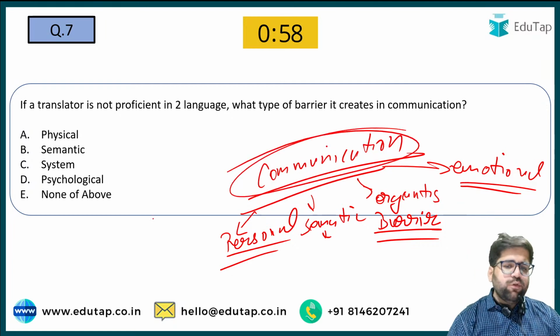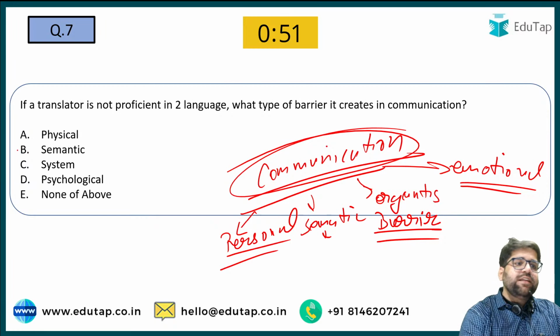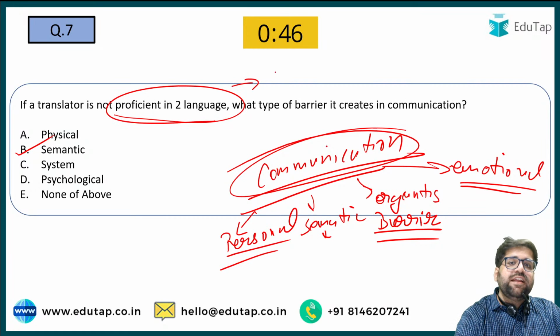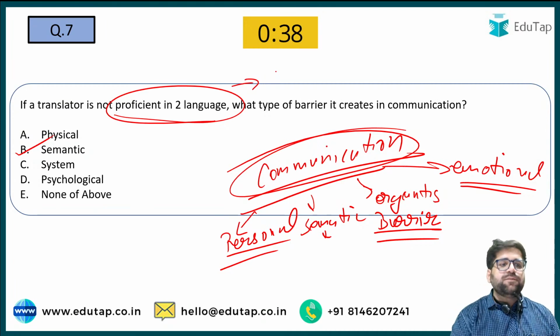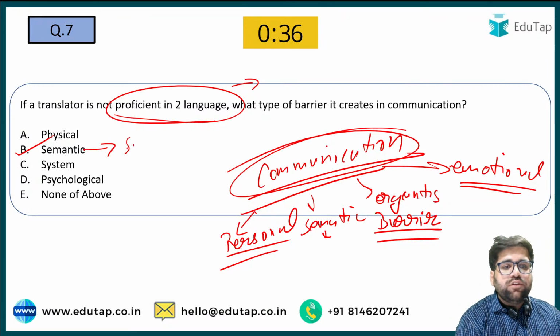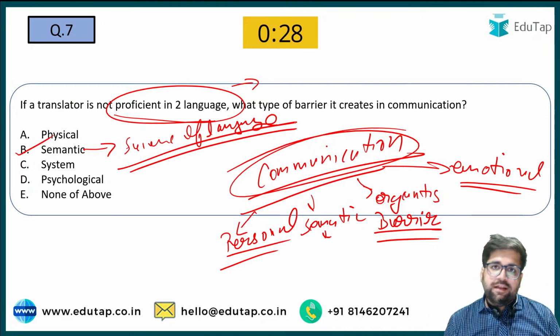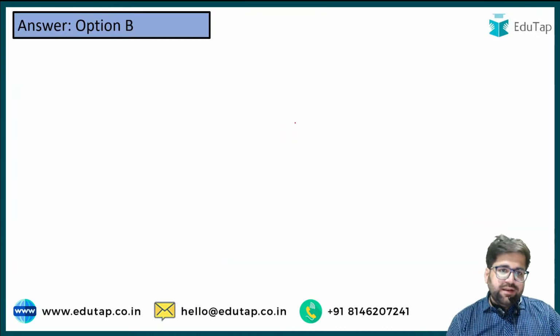So again, a very basic question on communication. And in 2022, if you are aware of this particular year's paper, communication was a very hot topic in this year as well. Yes, the correct answer will be option B. If a translator is not proficient in two languages, which means that he is not able to understand one language and he is not able to decode that particular language, then he will be dealing with semantic barriers. Remember this particular thing, semantic barrier is about the science of language. If you are not able to understand the meaning of anything, if you are not able to decode that particular thing, then you will be dealing with semantic barriers.